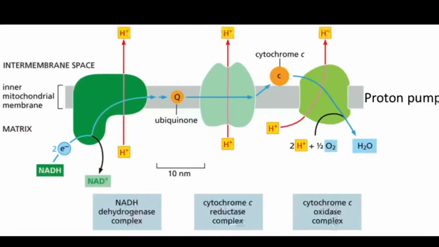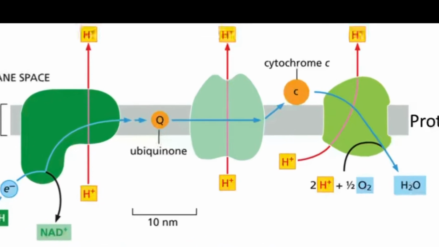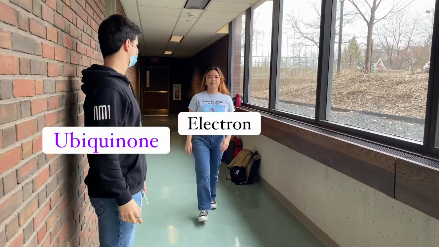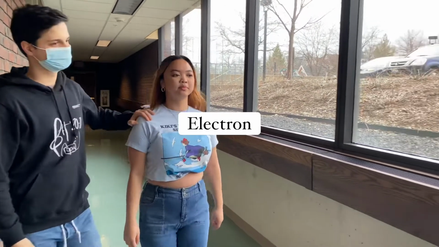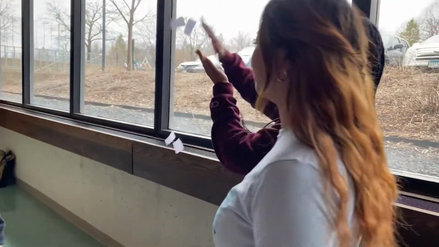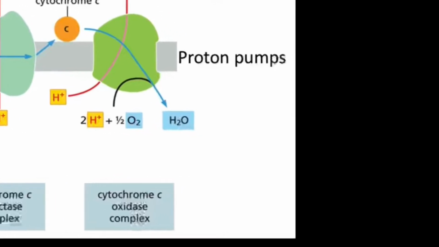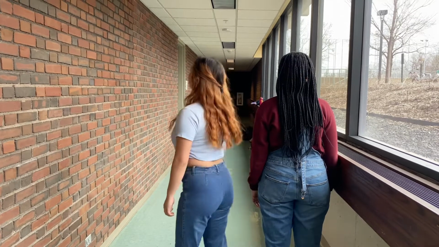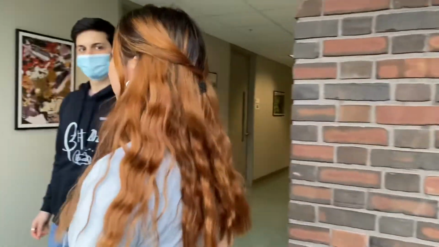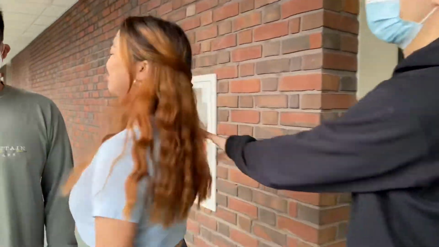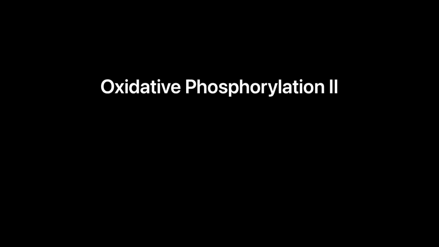The next complex is cytochrome BC1 complex. Now my friend ubiquinone transfers me to cytochrome BC1 complex, pumping protons. The third complex is cytochrome oxidase complex. My friend cytochrome C delivers me to cytochrome oxidase complex due to increasing affinity for electrons. This process repeats until oxidase complex accumulates 4 electrons.